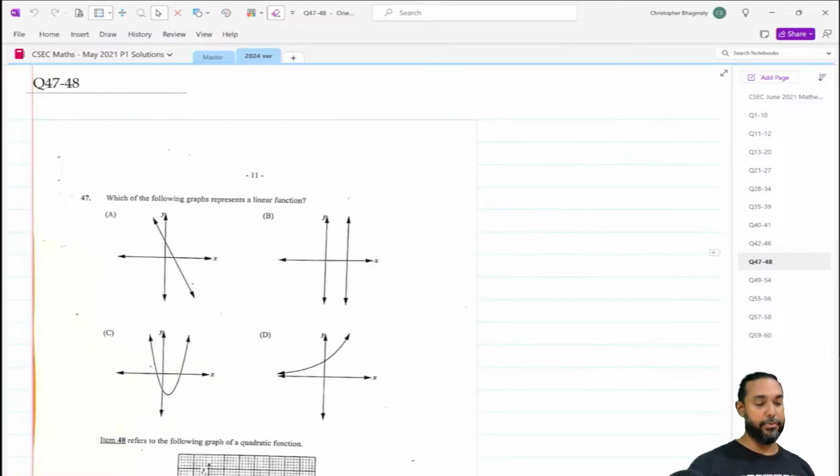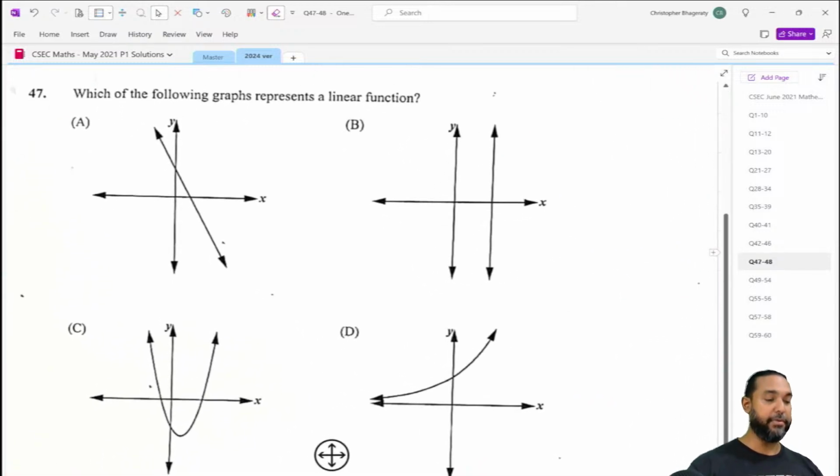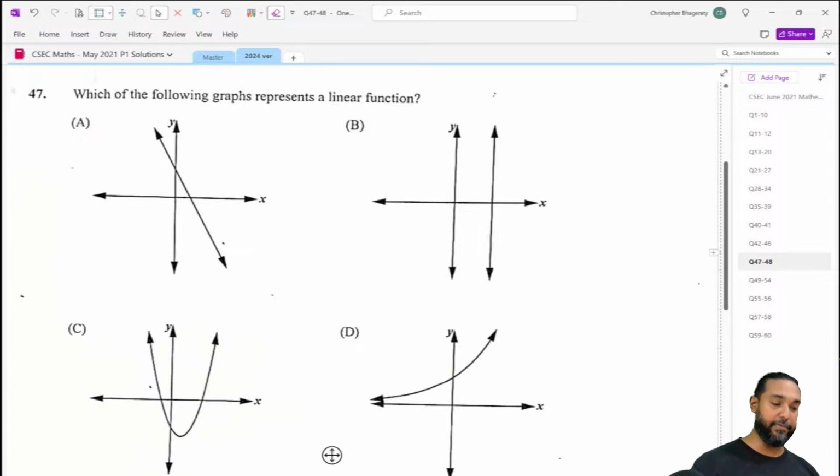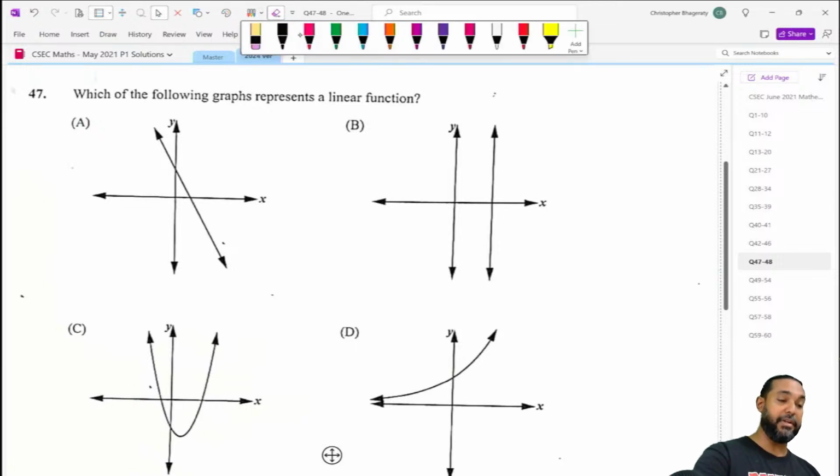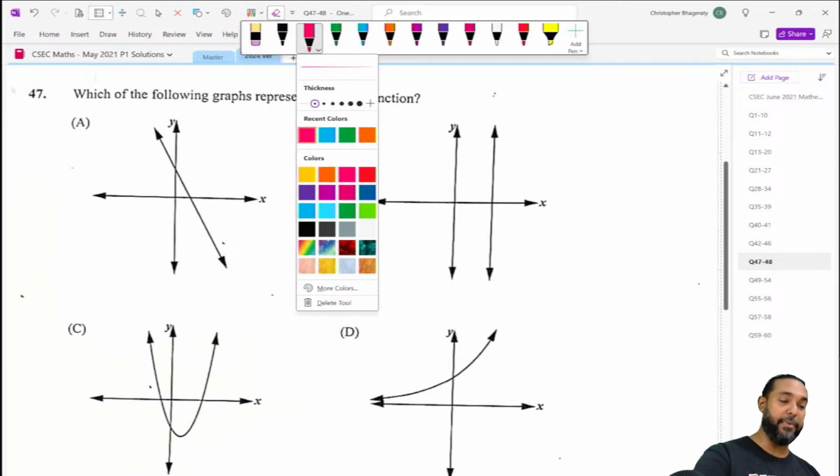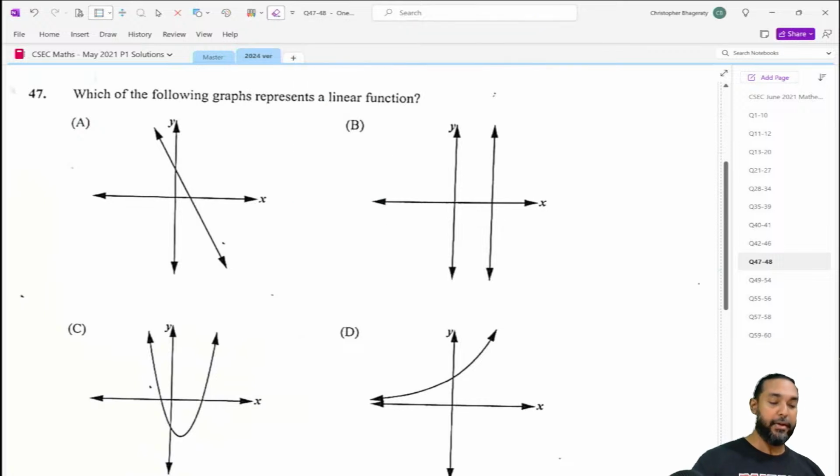Okay, let's go. Two more here. Which of the following graphs represents a linear function? Right. So check this. They changed the question because normally it was just a function. If you use your horizontal line test, three of these things will be functions. The only one that's not a function is B, because if you use your vertical line test, it'll cover the entire relation.